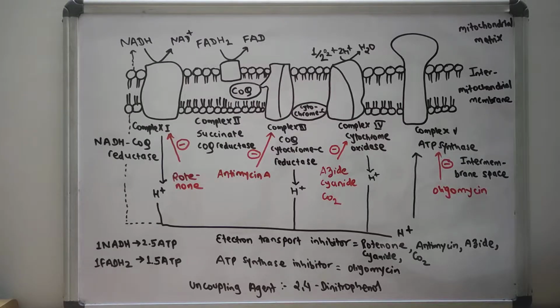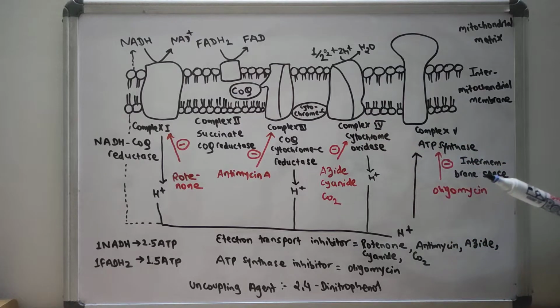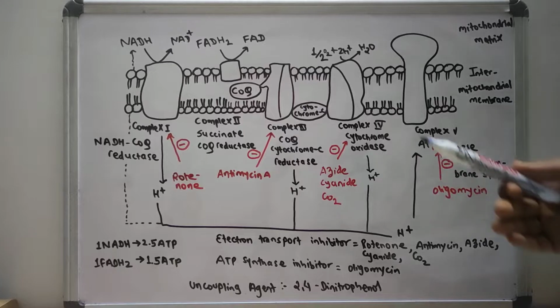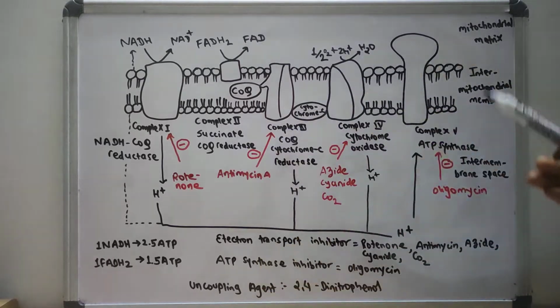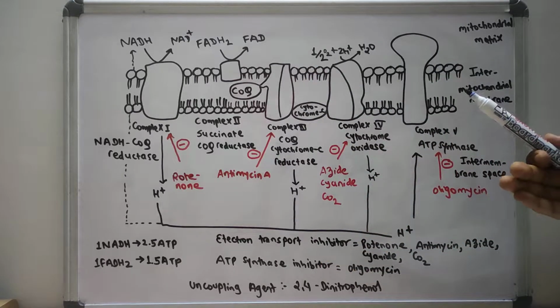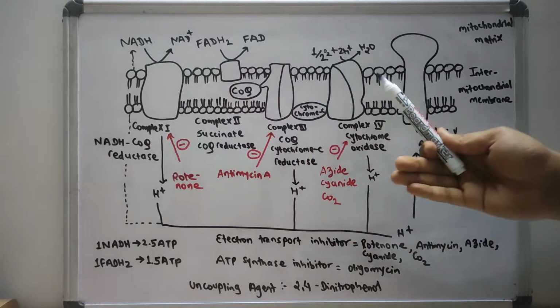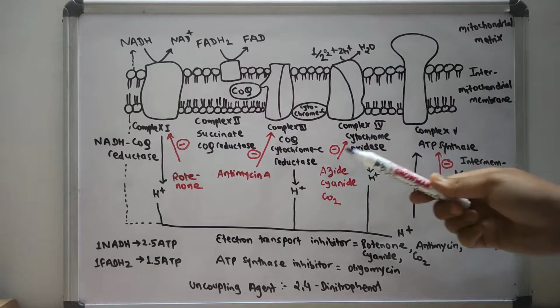Hello everyone. So today we are going to read about the electron transport chain. The electron transport chain has a series of components. There are mainly 5 components in the electron transport chain. We call them complex 1, complex 2, complex 3, complex 4 and complex 5.